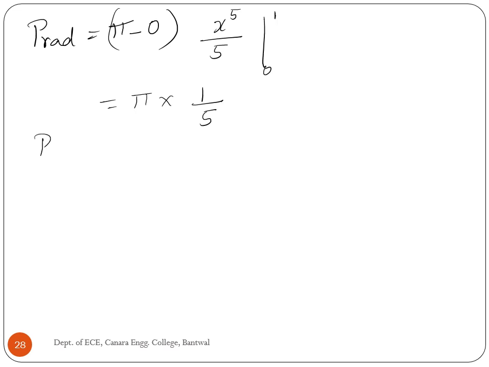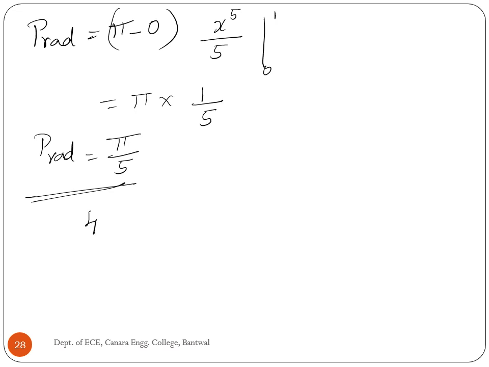Radiated power is equal to pi minus 0. The integration of x to the power 4 dx is x to the power 5 divided by 5, with limits 0 and 1. Therefore, pi into 1 by 5. So, radiated power is equal to pi by 5.